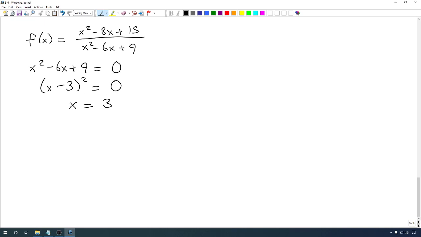Now, does 3 make the top equal to 0 too? We need to check that. So I'll take 3 squared minus 8 times 3 plus 15. We have a 9, we have a negative 24, and we have a positive 15. Well, 9 plus 15 gives us 24, so subtracting 24 from that does give us a 0. So we're not guaranteed anything about this being an asymptote or not. We're going to have to check our limit. What is the limit as x goes to 3 of our function?